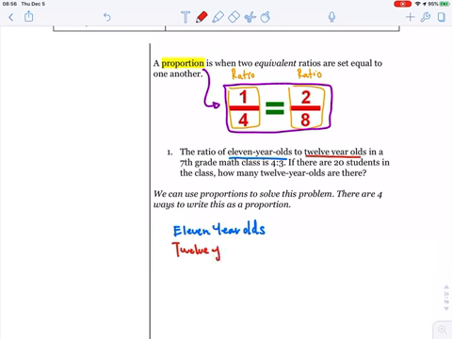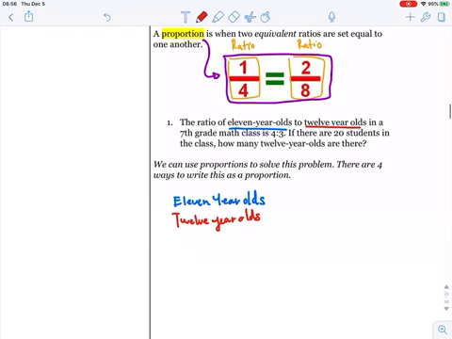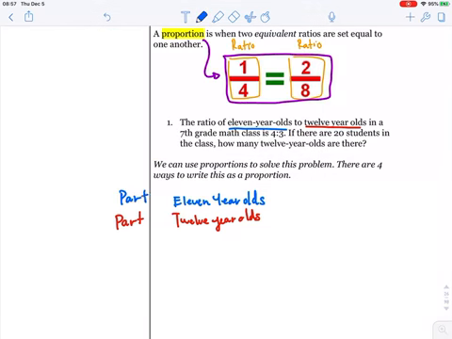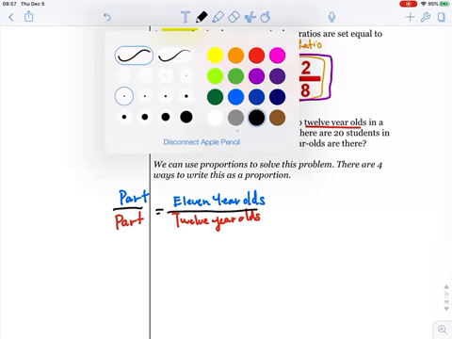Now, I know that this is a part-to-part ratio. I know right away this is part to part. I know that right away because they are two separate groups of people. It's not 11-year-olds out of all the students. It's 11-year-olds to 12-year-olds. They're two different groups. Okay?